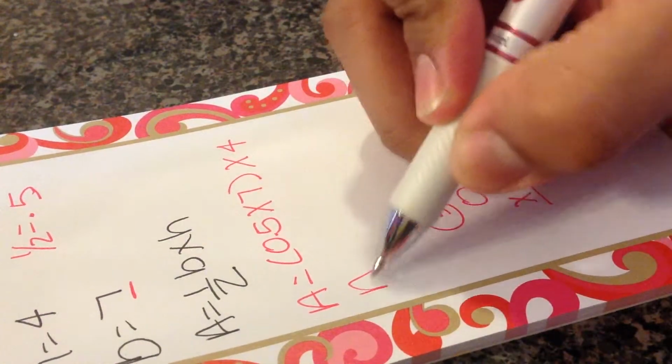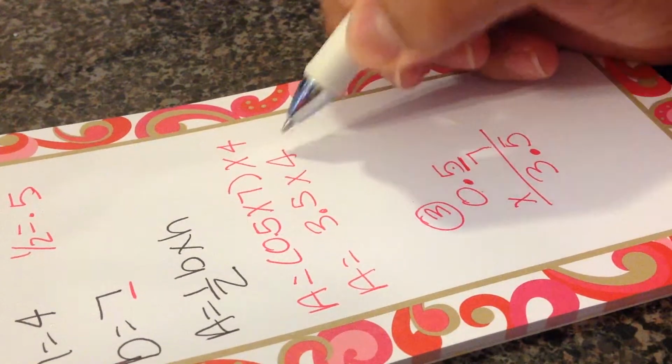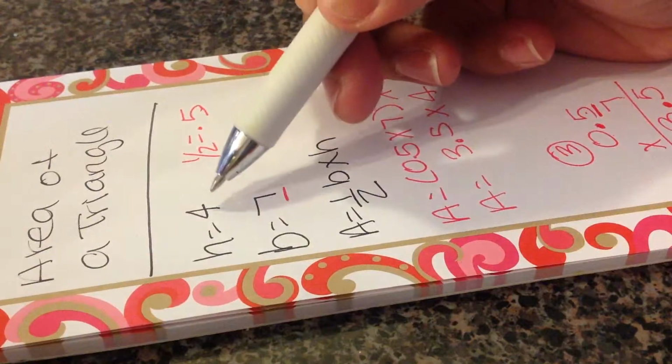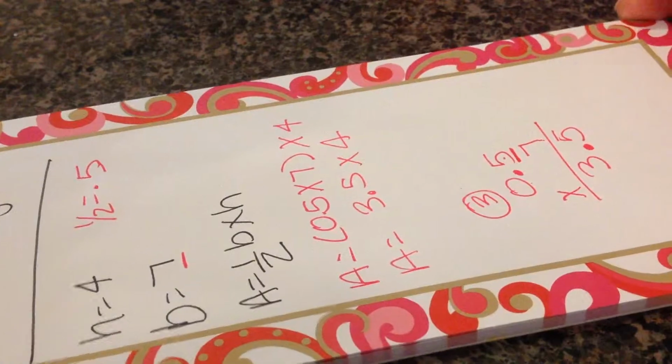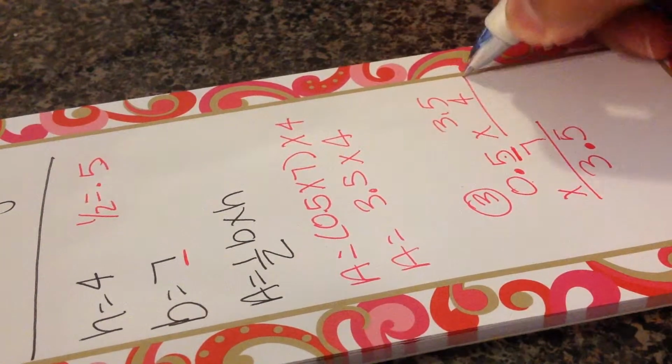So then you would plug that in. So your area is now 3.5 times 4, because 4 is your height. So now we're going to multiply these two numbers out. We have 3.5 times 4.